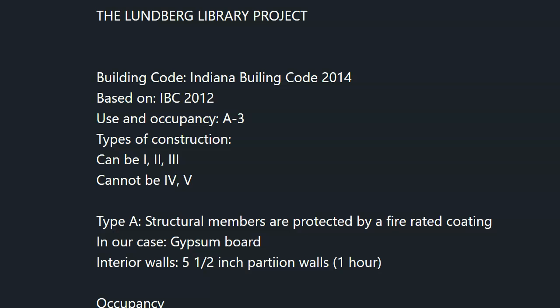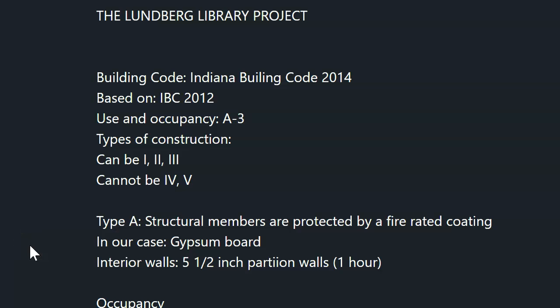When we look at the type of construction, there are type 1 through 5. So this building can be type 1, 2, or 3. Type 4 is timber frame construction, and the library we're starting with has steel girders, and it can't be type 5. Type 5 is kind of an open-ended construction, so it has to be type 1, 2, or 3.